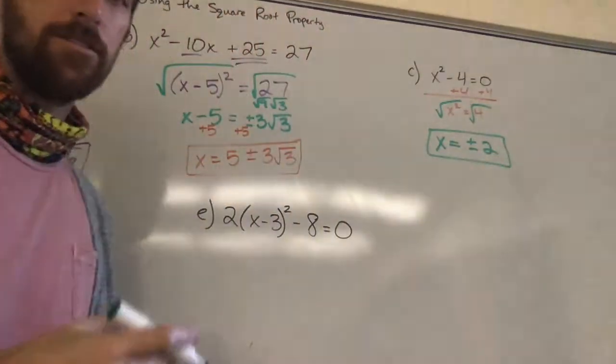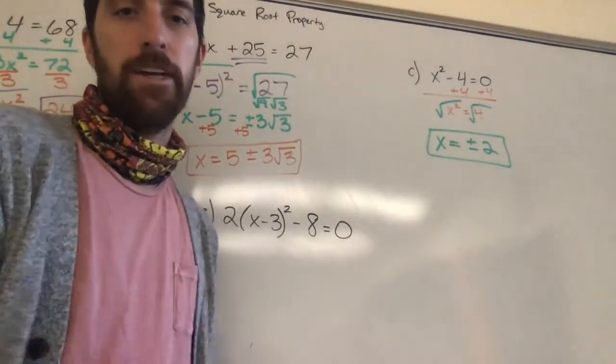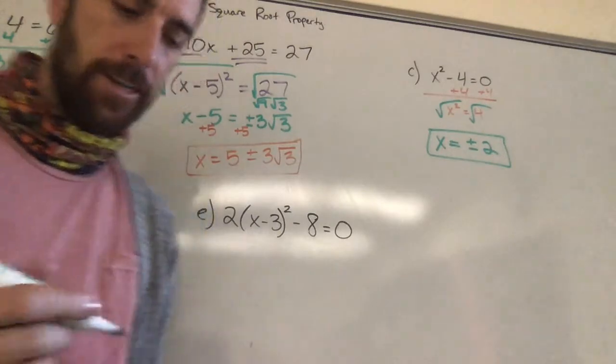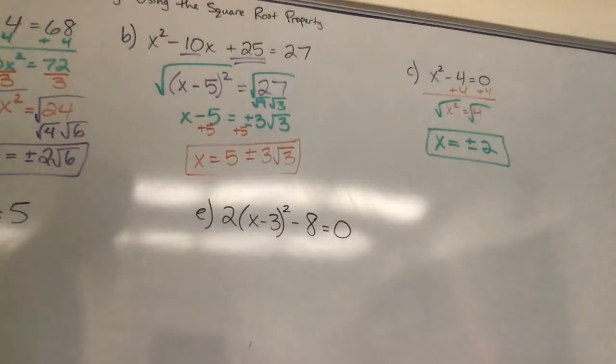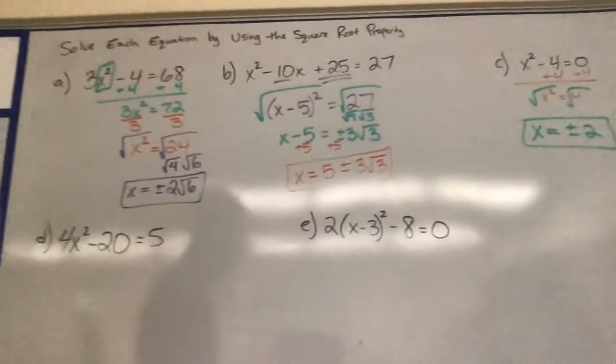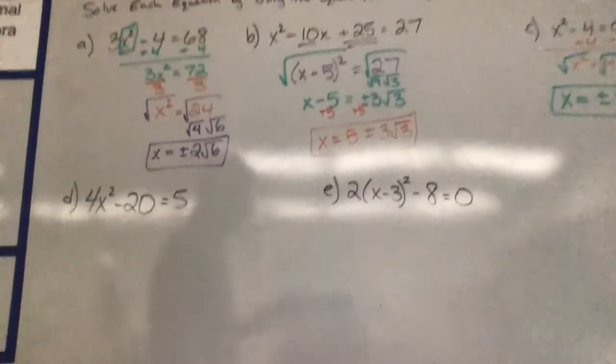If you wanted to list those separately and say x equals 2 and x equals negative 2, that's fine. Just trying to save you a little time. It's one of the things I do for you. I just care so much about you guys.